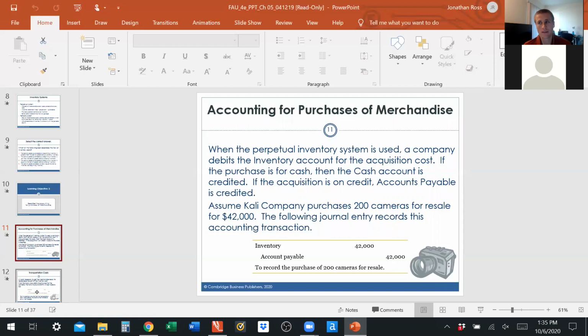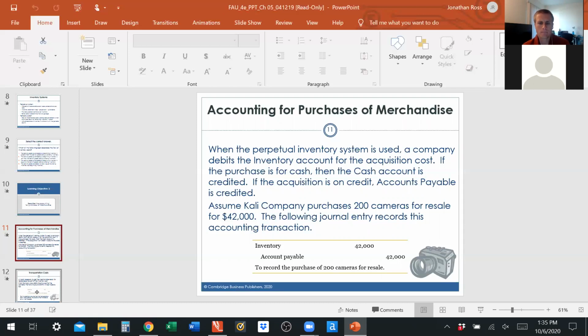But it's harder in the sense that you got to go physically count your inventory at the end of every period, which is a huge chore if you have a lot of inventory. All right. So we have this company, Cali Company, however you pronounce that.